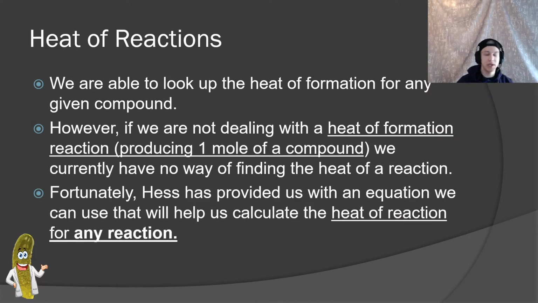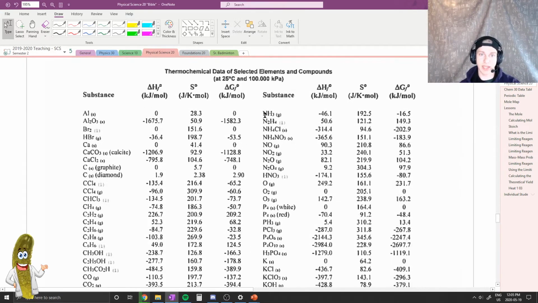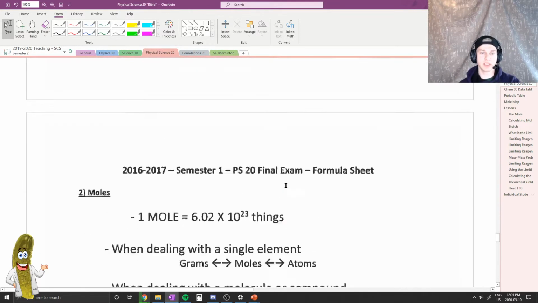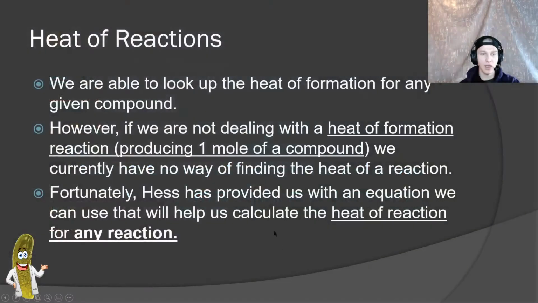So in the past we have been looking up the heat of formations, and we've been doing so using this table, this thermochemical data of selected elements and compounds at 25 degrees Celsius, so standard temperature and pressure. And we've been using this table to calculate those values. So we're able to look up the heat of formation for any given compound. However, if we are not dealing with a heat of formation reaction producing 1 mole of a compound, we currently have no way of finding the heat of that reaction.